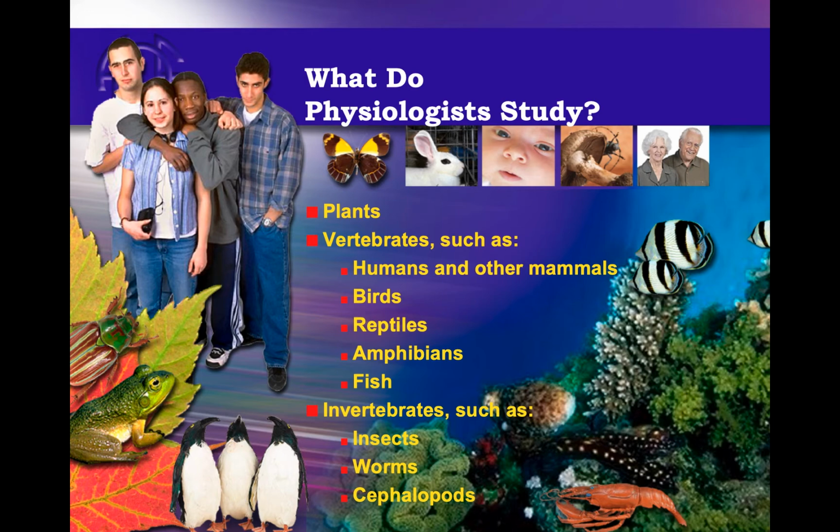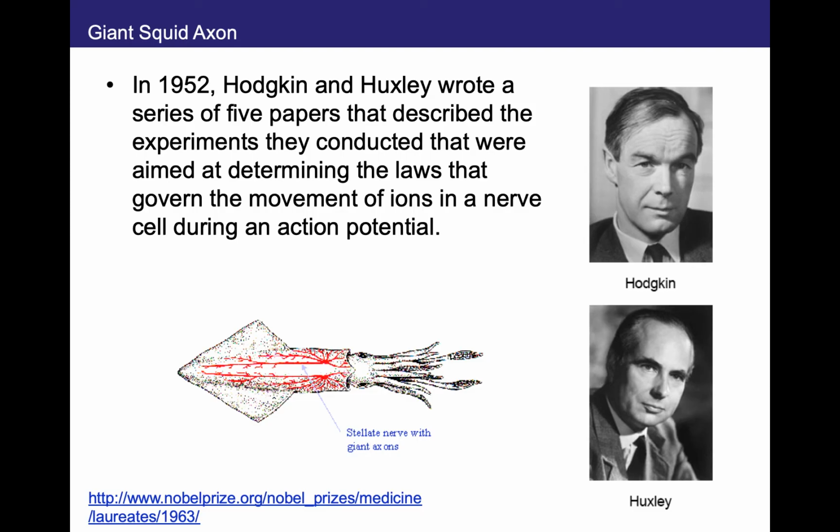One of the most famous studies done on cephalopods were Hodgkin and Huxley's experiments on the giant squid axon. They were able to elucidate the ionic basis of the action potential waveform in these giant neurons in the squid. This was in 1952. They actually won the Nobel Prize for their work, and we are going to talk about this in detail when we get to neurons. Okay, pretty cool.